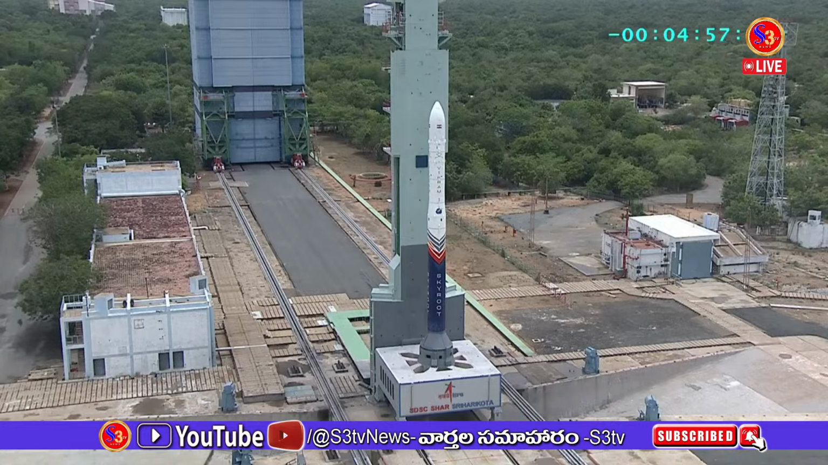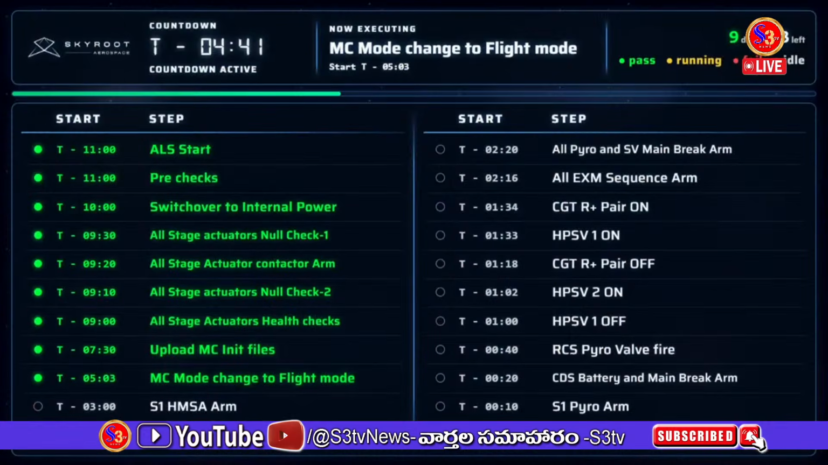And now we have confirmation that mission computer mode has been successfully changed to flight mode, and we are really jubilant and everybody is really happy that this stage has been successfully transitioned. Now we'll move towards the next check, that is HMSA disarming.